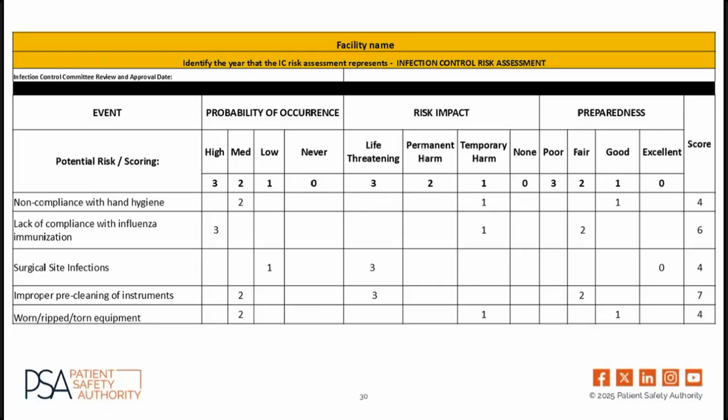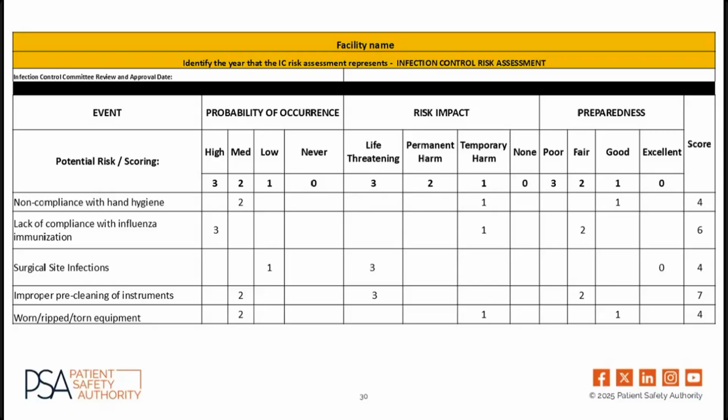The next thing we're going to think about is our lack of compliance with the influenza immunization. Based on this here, we have it rated at a 3, so that would make me think that we probably have some pretty low compliance with influenza vaccines within the facility. The impact is probably temporary harm. We know that people can get really sick from flu. Hopefully it's just a temporary thing. And then how prepared are we for this? Maybe we're sending out information and we're offering the flu vaccine and that's it. Are we not doing more direct communication with staff or making sure that maybe we have multiple clinics where they can get the vaccine? So this one gives us a score of 6.